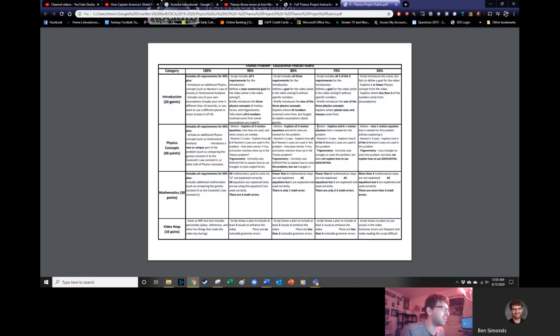Okay, next column. Does it do these things? Check. Does it do these things? Well, maybe it only explained 2 motion equations, so it's better than 1, but it didn't quite get all 3. Okay, 75% then, between 70 and 80, so you get 75% of the 40 points. So this is how I grade. So use this rubric to help make sure you get the grade you want. And that's it.